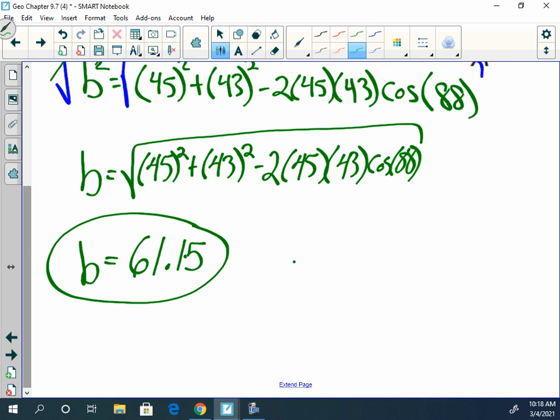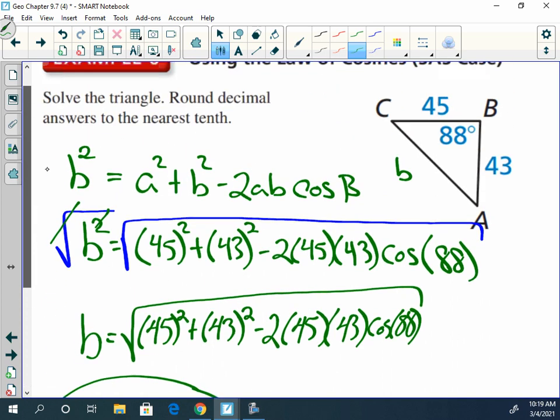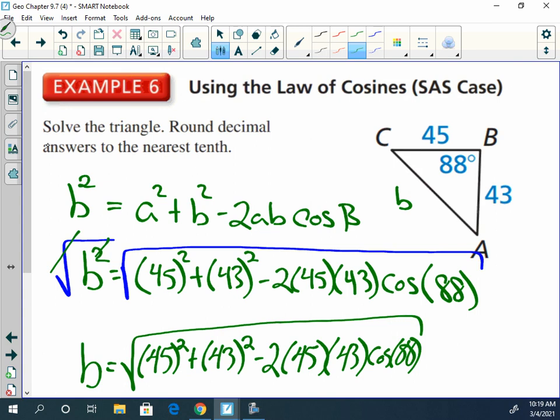So we got side length B, 61.15. Now we need to find angle A and angle C. Really, I just need to find one of the two angles, because once we have 2 out of the 3 angles in a triangle, we know that they all add up to be 180.